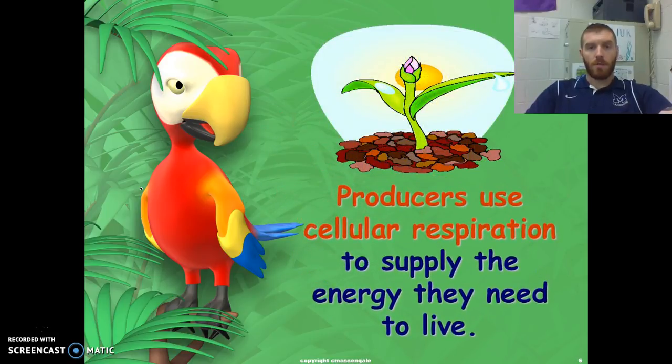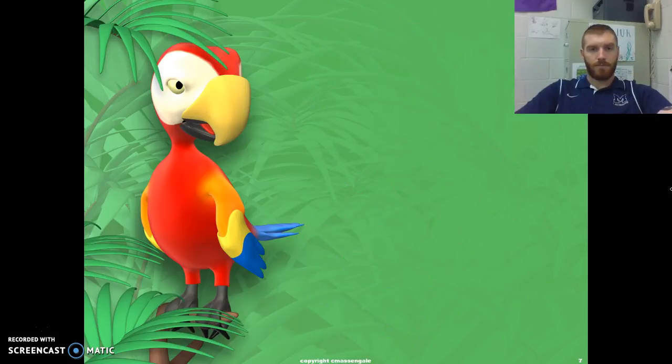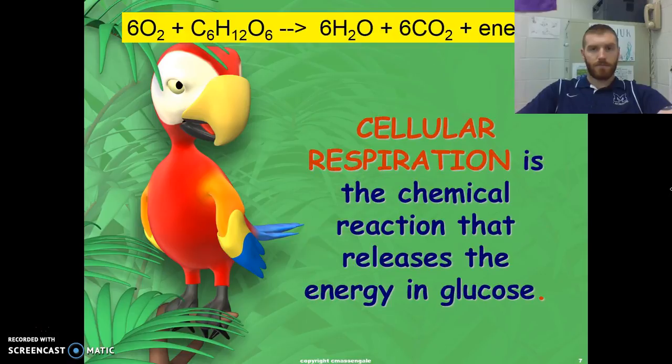Okay. Producers use cellular respiration, which is the same process that consumers use to supply the energy they need. However, the difference is that producers will make their own glucose. Consumers will have to get that glucose from a producer. Okay, you can see cellular respiration's formula here.